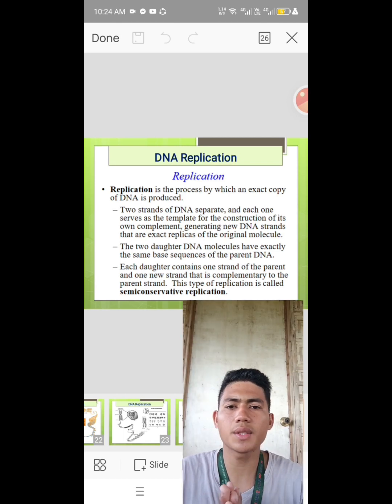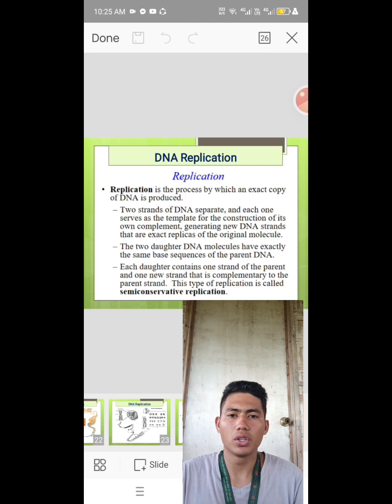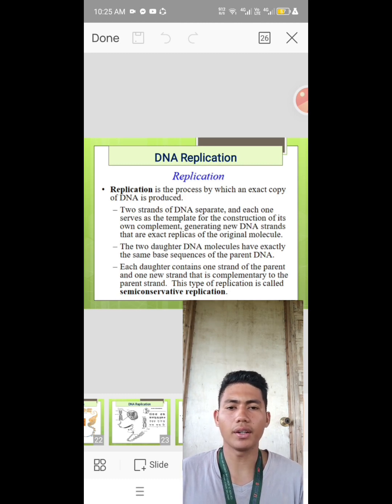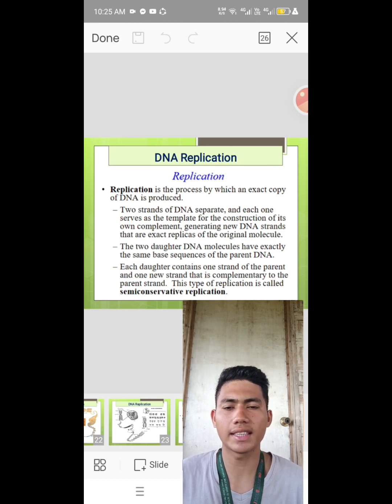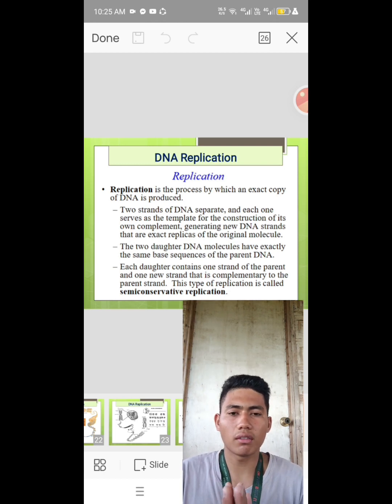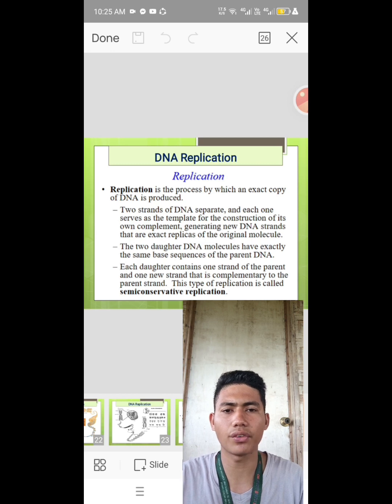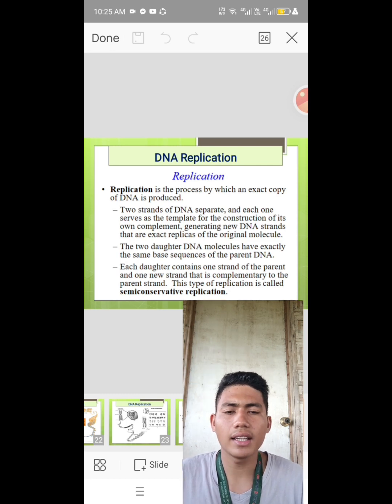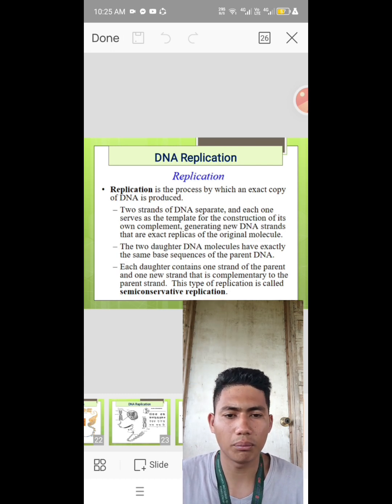Okay, so now let's proceed to replication, the main point of my report. So what is replication, by the way? Here is the definition. Replication is the process by which an exact copy of DNA is produced. Two strands of DNA separate and each one serves as the template for the construction of its own complement, generating new DNA strands that are exactly replicas of the original molecule.